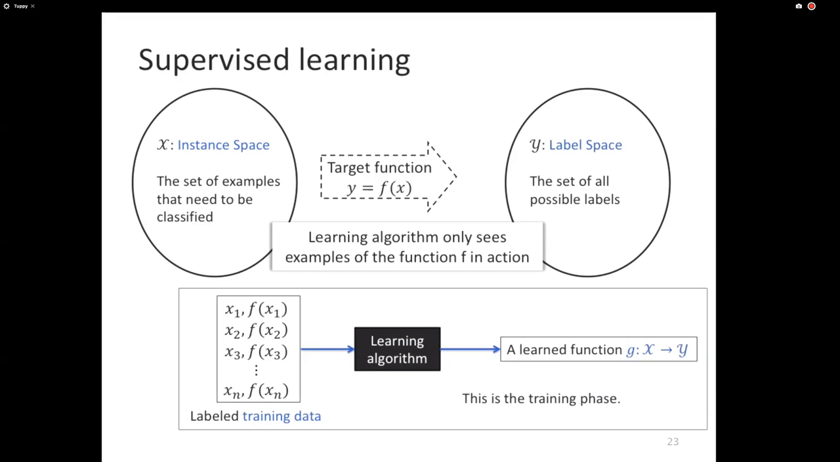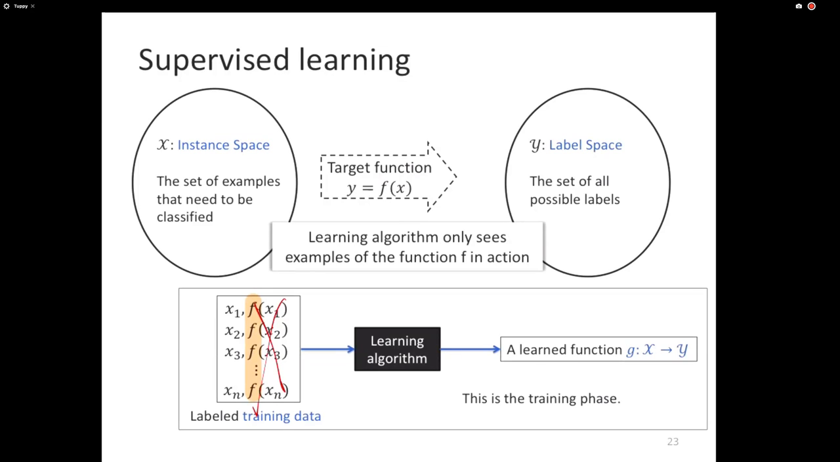Yes. This is a part that's different from unsupervised learning, because the supervision here is the fact that we see f in action. In unsupervised learning, we don't see this part. We just see x1 through xN, and essentially we are doing clustering.